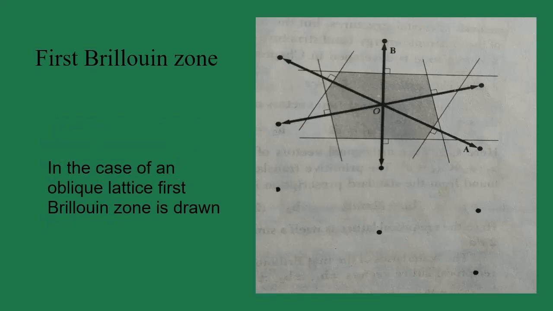In this figure, a two-dimensional oblique lattice is shown. These are the reciprocal lattice points. The reciprocal lattice vectors are drawn from the origin, and the perpendicular bisectors are also drawn. Okay, so the smallest area enclosed within these planes is called the first Brillouin zone.